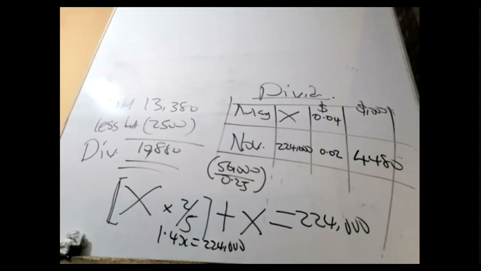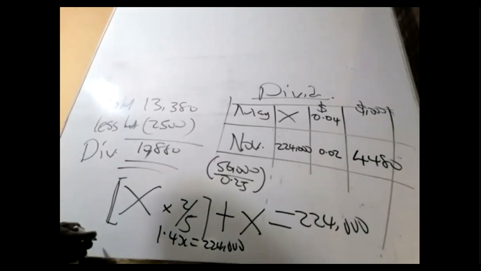So 224,000, 224,123 divided by 1.4. That is 160,000 shares. Okay. So now x is equal to 160,000. That means the existing shares is 160,000 shares.